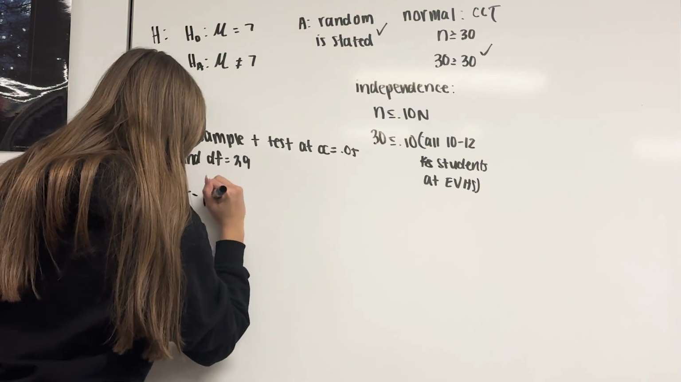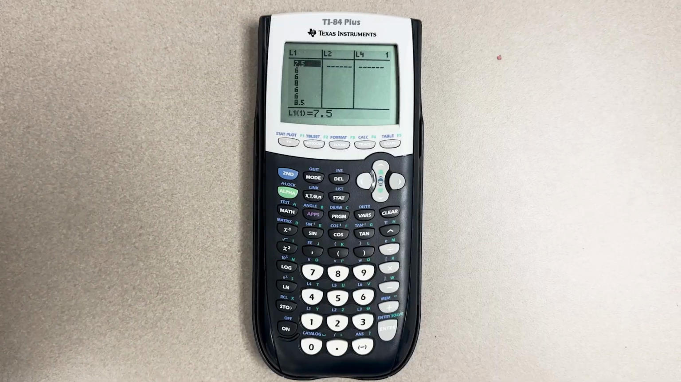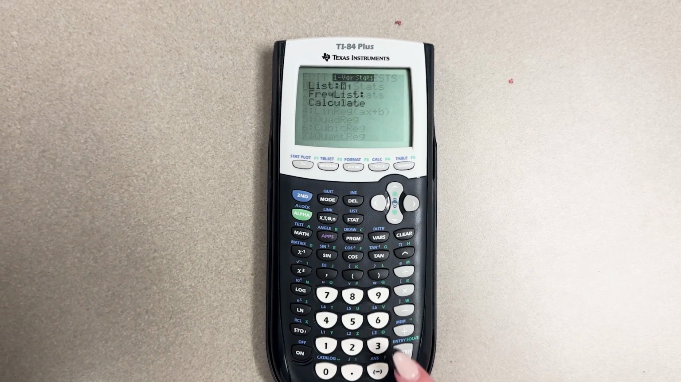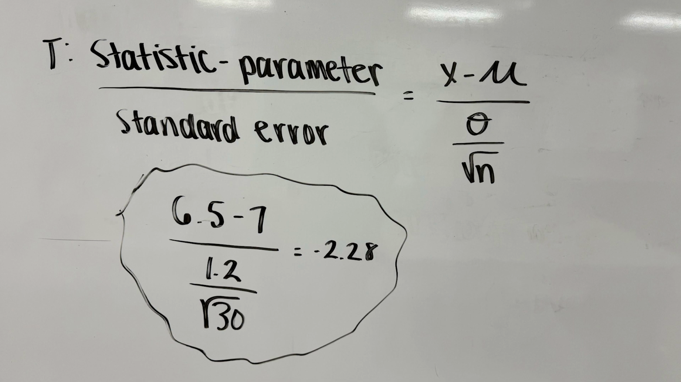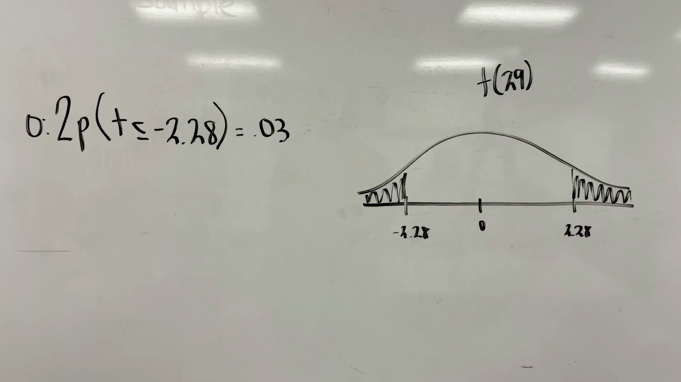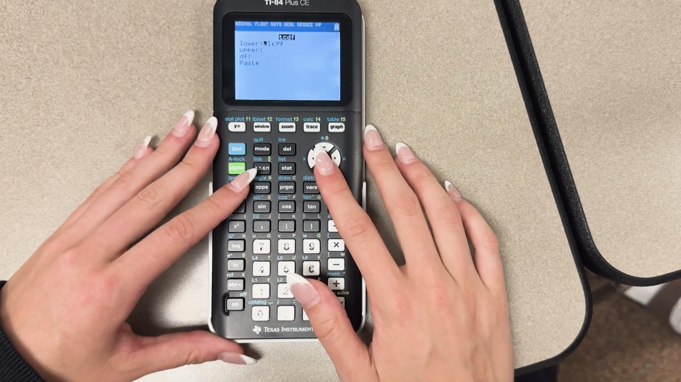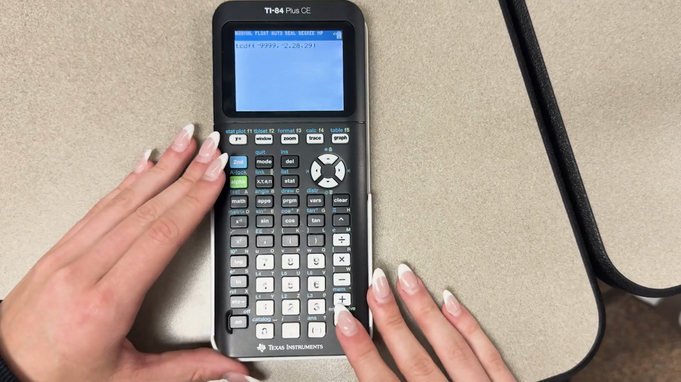The formula for a standard test statistic is the statistic minus the parameter over the standard error of the statistic, which ends up being 6.5 minus 7 over 1.2 divided by the square root of 30. This ends up equaling negative 2.28. Since our HA predicted that the mean sleep hours is not equal to 7, our t-test becomes two-tailed, multiplying our p-value by 2. To find the p-value, we plugged our values into the calculator, which gave us a p-value of 0.015. Then multiplying it by 2 gave us a p-value of 0.03.